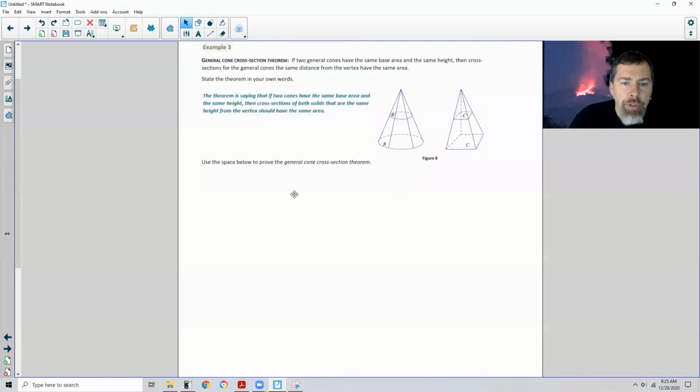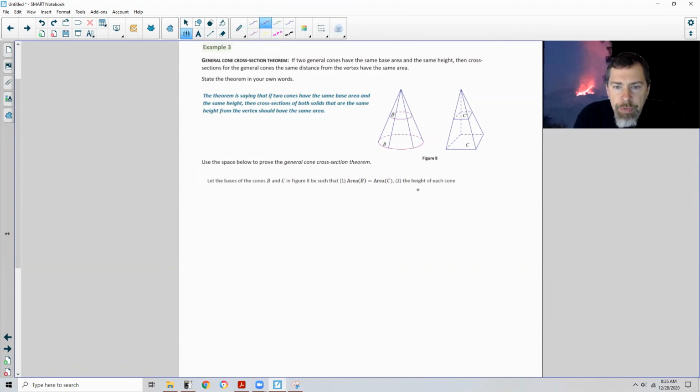Okay, so here goes, proving this. So let the base of the cone B and C in the figure be such that 1, area of B equals area of C. Okay, that's our starting point. So we know the area of each base is equal. They're congruent. 2, the height of each cone is h. And 3, the distances from each vertex to B prime and C prime are both h prime.